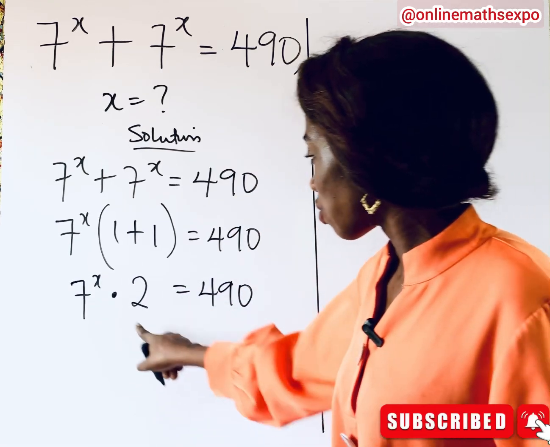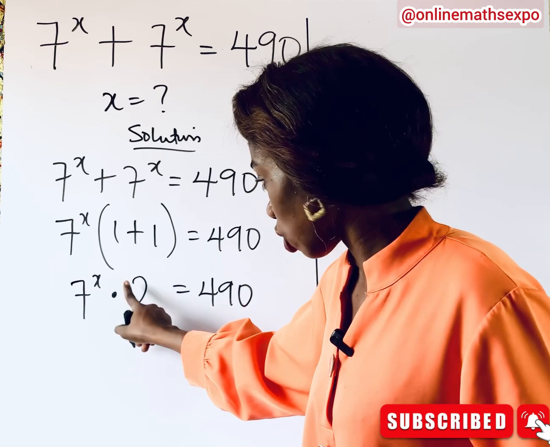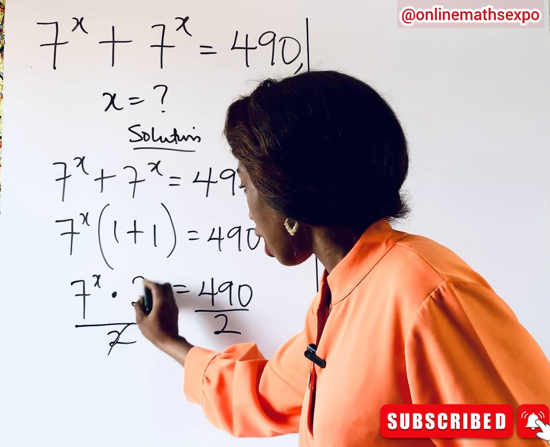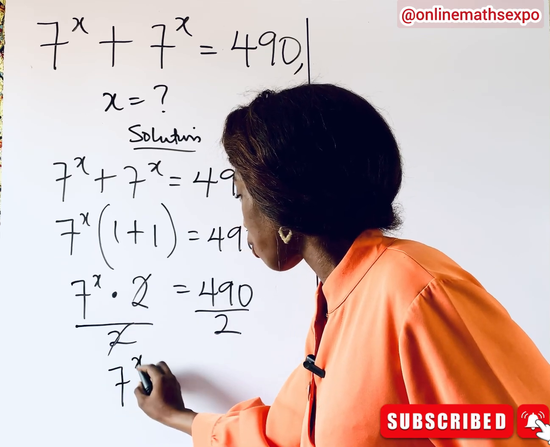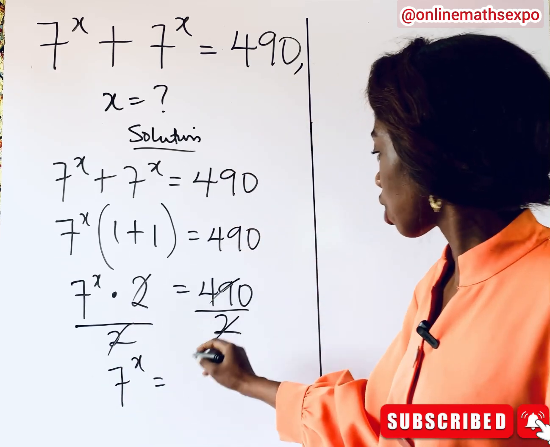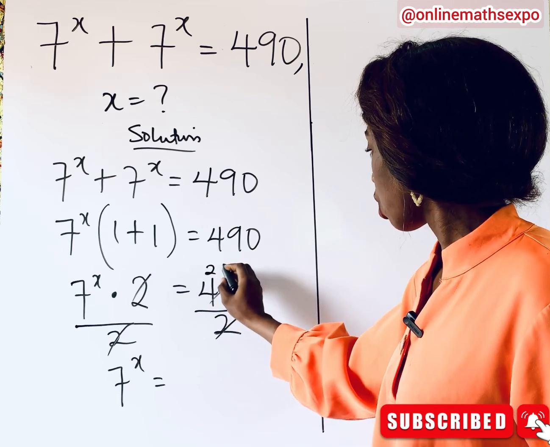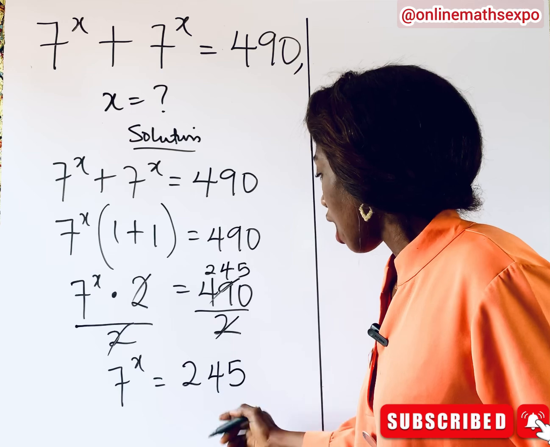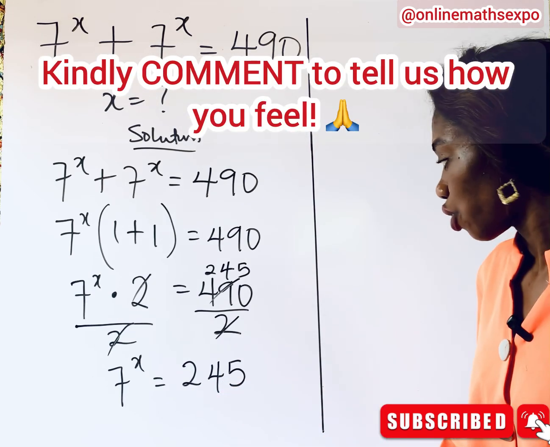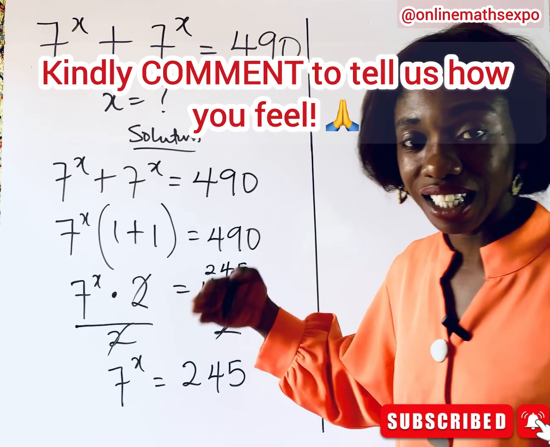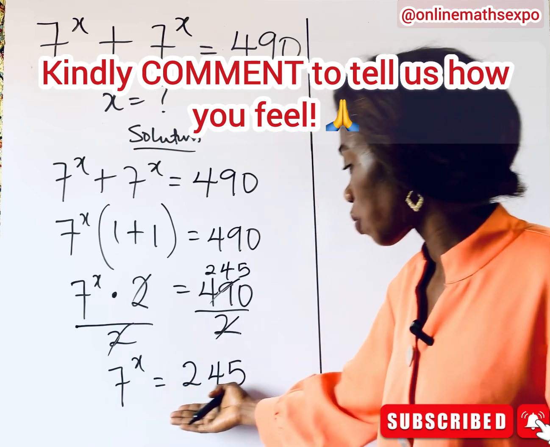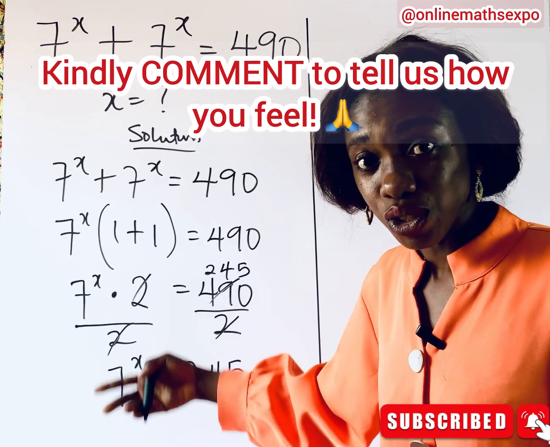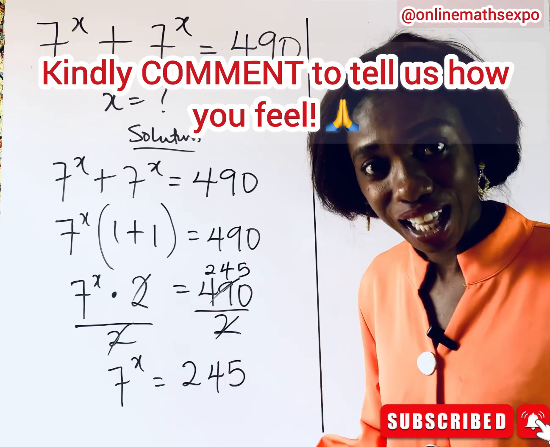So what do we do again? To remove this 2, remember it's multiplication, so you divide by 2. When you do that, you have 7 to the power of x equals, if you divide this, it gives you 245. So this is what you have. At this point, what do we do? You will notice that just like we said at the beginning, you cannot express this as a base 7. So we are going to apply our logarithm.